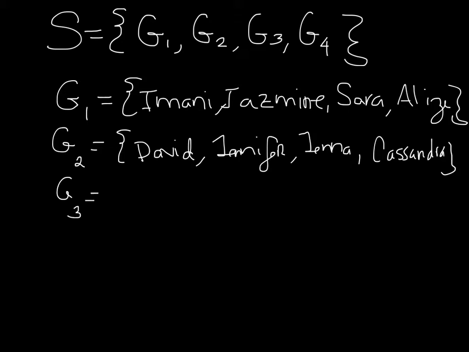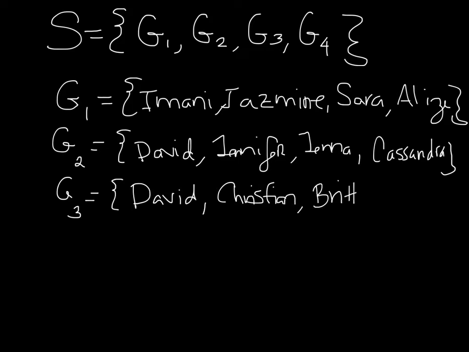Group 3, right? So again, this is a subset of S. And again, I'll write some more for notation. G3, group 3 was, do we have two Davids? Hopefully I didn't write David twice, but David, oh, I think David was a quadruplet. Hopefully I'm not wrong yet. Christian, Brittany, and Taylor.